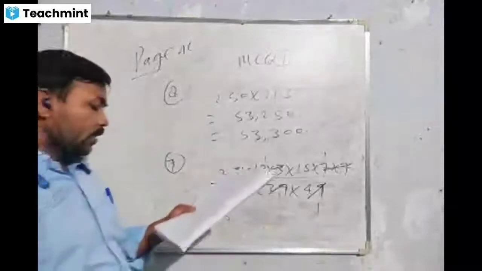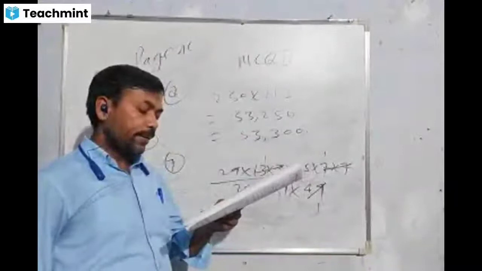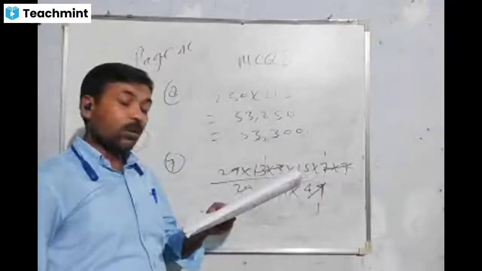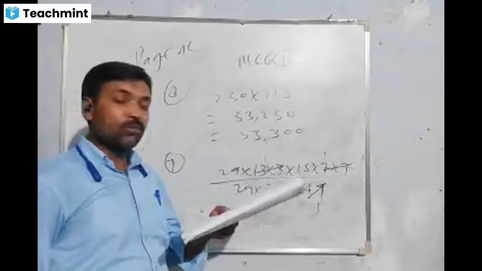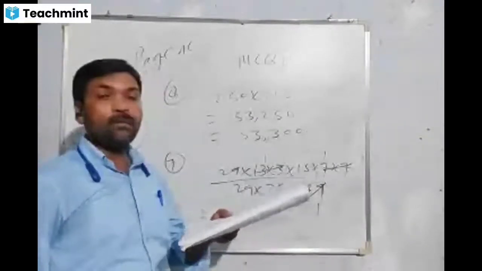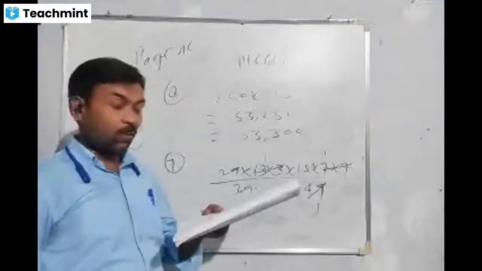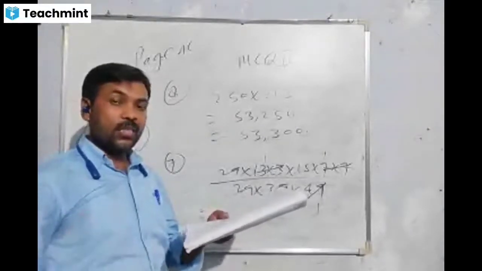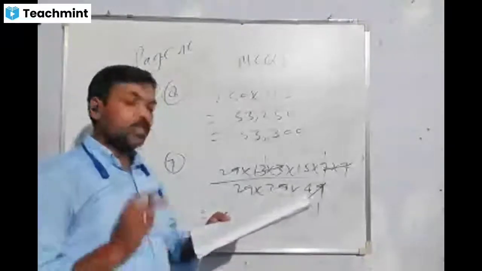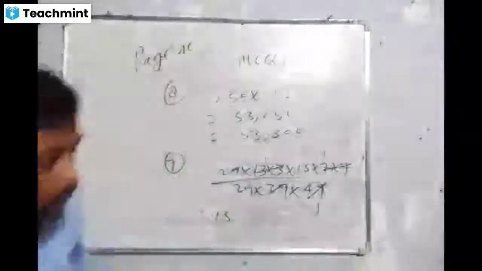And question number 9: estimate the value of 6,302 divided by 63. First round both numbers. 6,302 rounded to the nearest 1000 will be 6,000, and 63 rounded to the nearest ten will be 60. So how many times will 60 divide 6,000? This becomes 100. So the question number 9 answer will be 100.